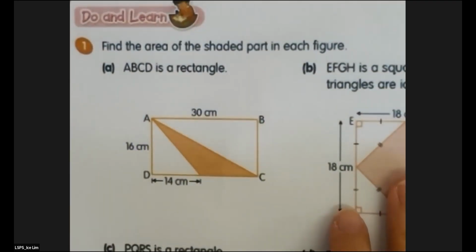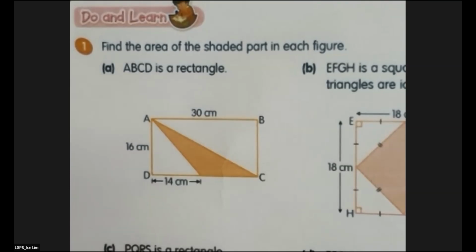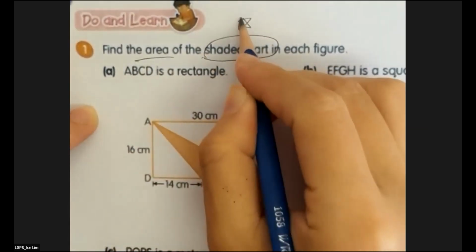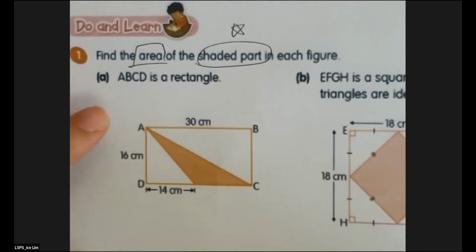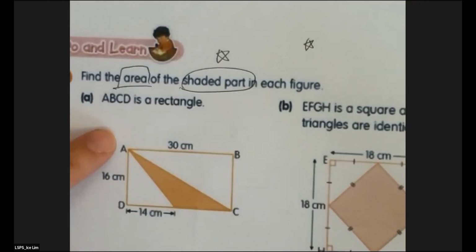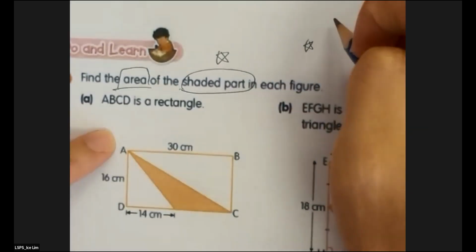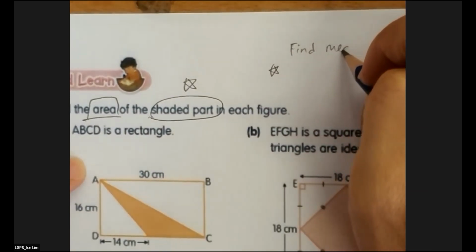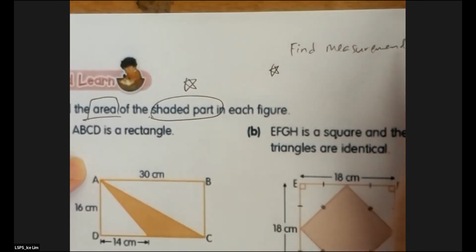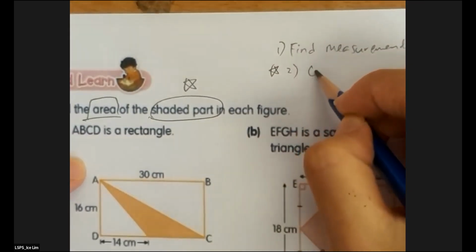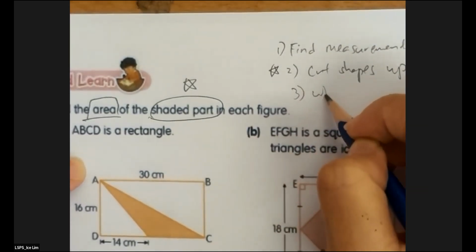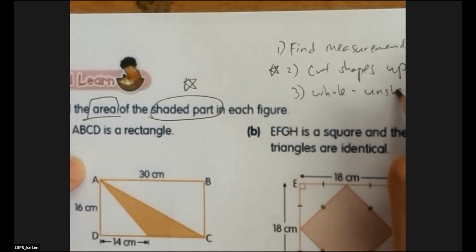I'm going to do them all now in the next 5 minutes, and very quickly, with little explanation. The keyword is the area of the shaded part. We are looking at the space inside. So the key ideas we mentioned just now. Step number 1, can I find measurements directly? Number 2, cut shapes up into smaller parts. Number 3, whole minus unshaded to give me shaded.